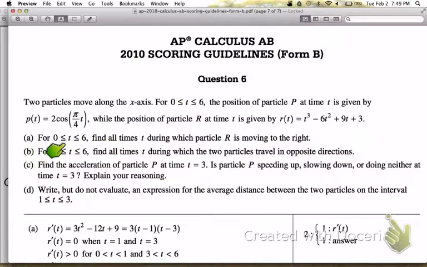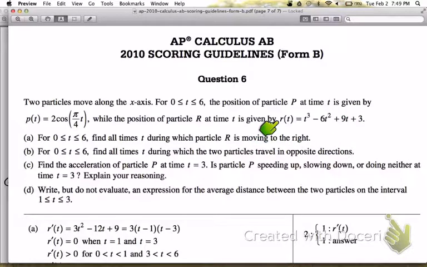Part A says, for the interval from 0 to 6, find all times t during which the particle is moving to the right. Okay, so remember that when you're moving a particle along a straight line, the direction that it's moving is determined by the velocity function. So if the velocity is positive, it's moving to the right. If the velocity is negative, it's moving to the left. And this is actually the position function. It gives the position of the particle. So the velocity would be the derivative of this.